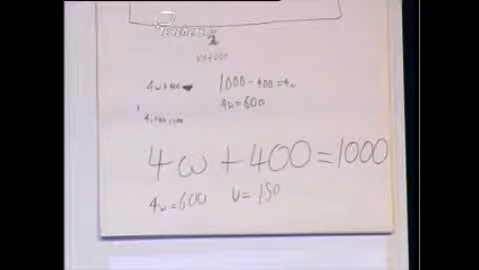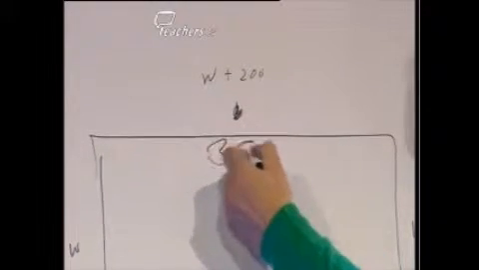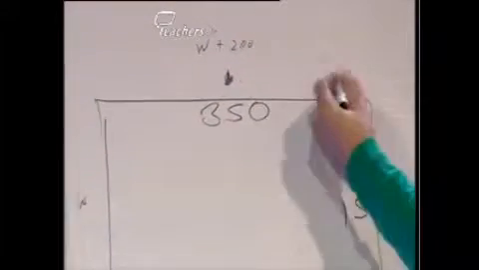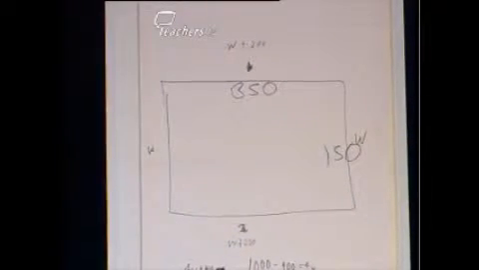How long does it need to be? 350 metres. Why 350? Because it's 200 metres longer than the width. Absolutely. So 150 plus 200 is 350. Does that work? 350, 150. Let's add them up all the way round. What do we get? 1,000. Problem solved. I'm really looking forward to building this park, you know.